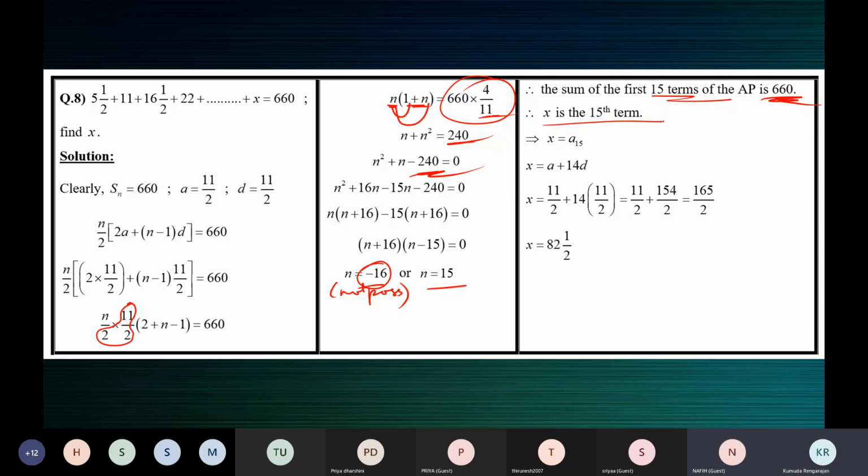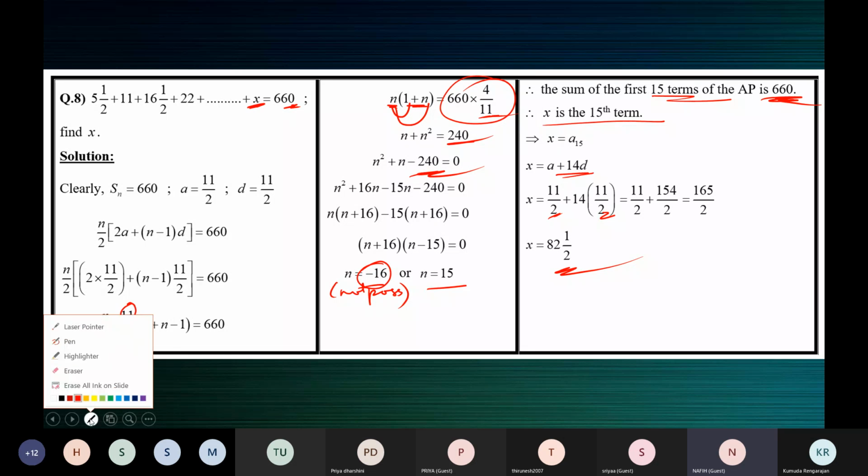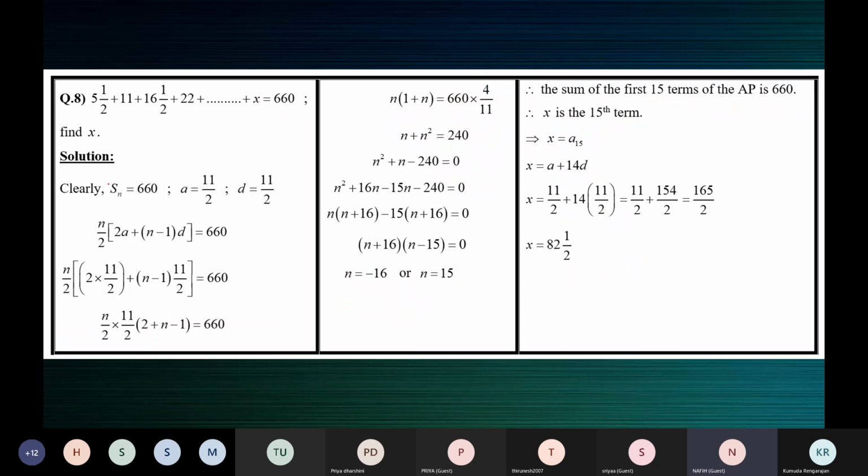So that means x is the 15th term. From the first term to the 15th term, the total is 660. So x is a plus 14d. You know a, you know d. Find a plus 14d. X is 82.5. So it is this common, and this 11 by 4 goes to the other side as 4 by 11. Minus 16 is not possible.